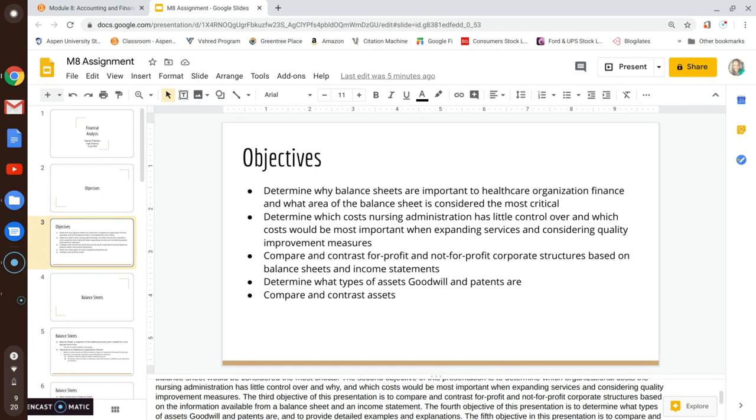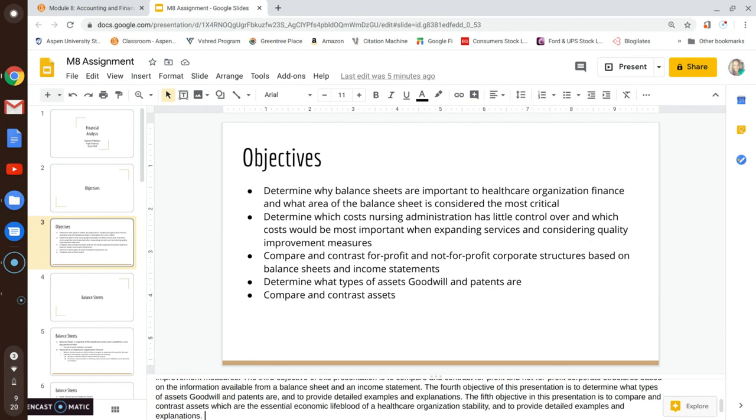The third objective of this presentation is to compare and contrast for-profit and not-for-profit corporate structures based on the information available from a balance sheet and an income statement. The fourth objective of this presentation is to determine what types of assets, goodwill, and patents are, and to provide detailed examples and explanations. The fifth objective in this presentation is to compare and contrast assets, which are the essential economic lifeblood of a healthcare organization's stability, and to provide detailed examples and explanations.